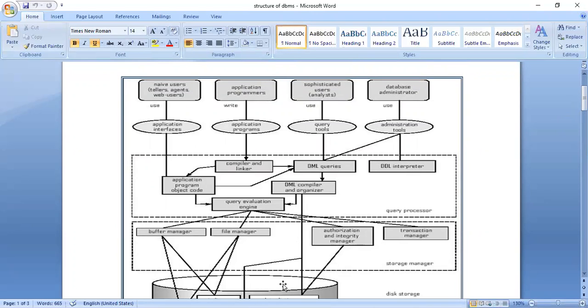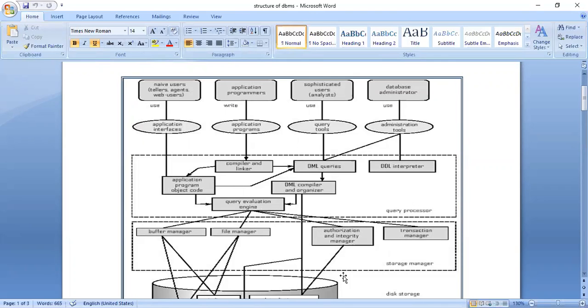So the data stored in the database is on disk storage, and this is managed by the storage manager, which consists of various managers at a particular level. These are evaluated or processed by a query processor. This query processor consists of DML queries, interpreters, DML compiler and organizer, compiler and linker, application program code, and query evaluation engine. What is all this, and why all this?